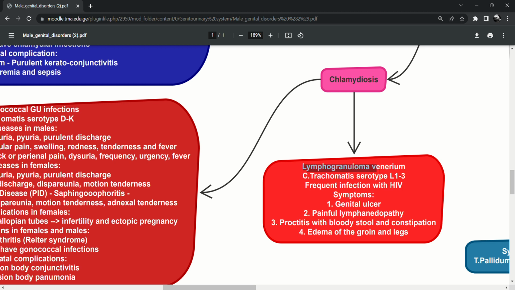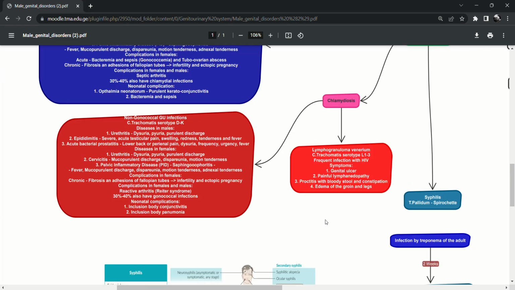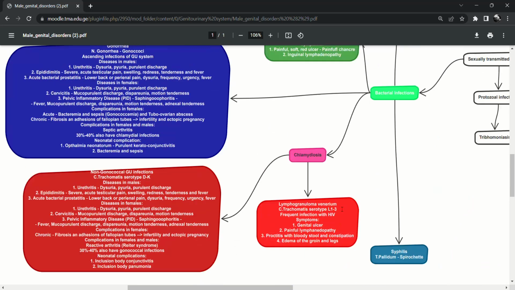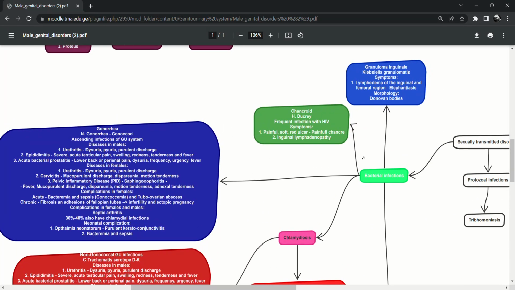And lymphogranuloma venereum is a chronic infection characterized by a genital ulcer, painful lymphadenopathy, and proctitis with bloody stool and constipation. And then there might also be an edema of the groin and legs, also known as elephantiasis. Okay.